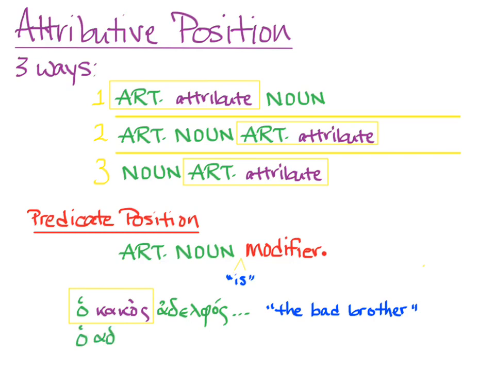But ho adelphos kakos doesn't have an article before that adjective, and so we can put a period after it and translate the brother is bad. Hansen and Quinn will get to this much more thoroughly when you learn adjectives, but it's good to know when you learn attributive position what not attributive position is, and that's predicate position.